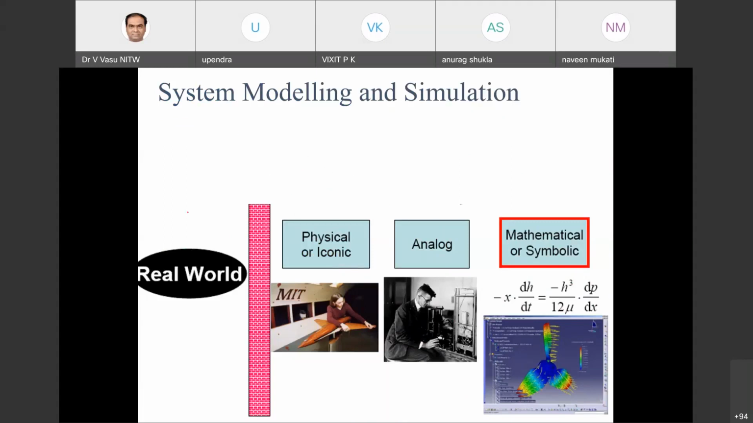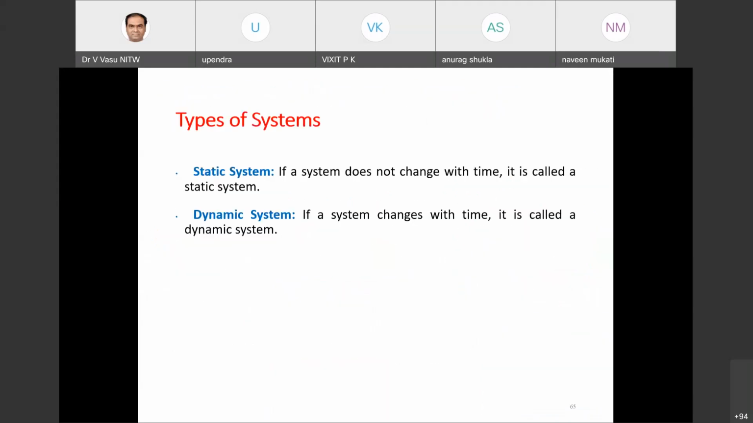Why do we need this modeling and simulation? We have the real world. How can you represent this real world in an understandable manner to the computer? Mainly we can do physical or iconic models, analog models, and mathematical and symbolic models. Mainly we are going to concentrate on how we can make the mathematical models for this case.